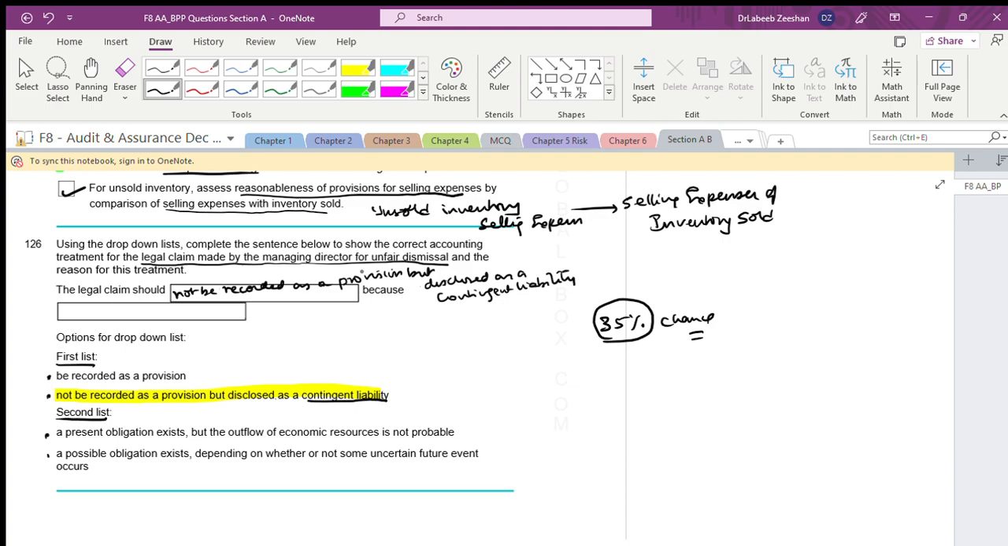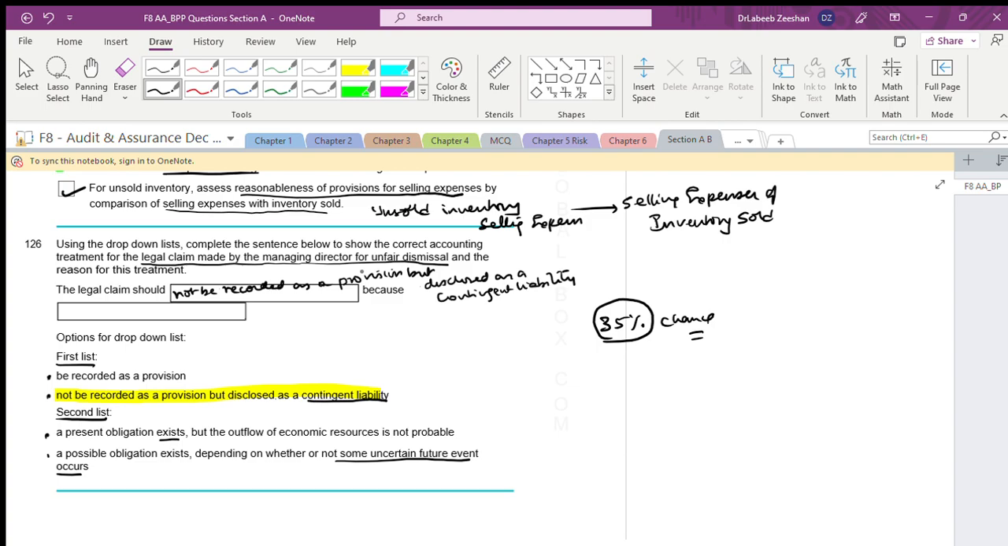Now, what is the reason? We have to tell why it is not there. A present obligation exists, but the outflow of economic resources is not probable. A present obligation exists depending on whether or not some uncertain future event will occur. How is it going to make sure about that? But it says that an obligation is there. We don't know how the things will work out.